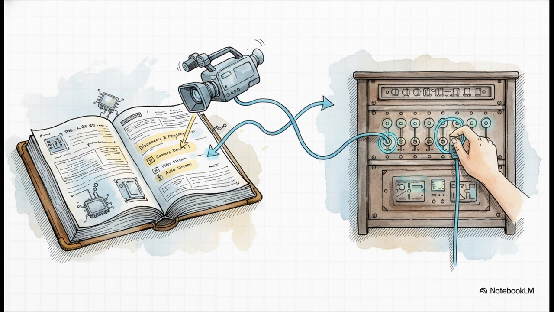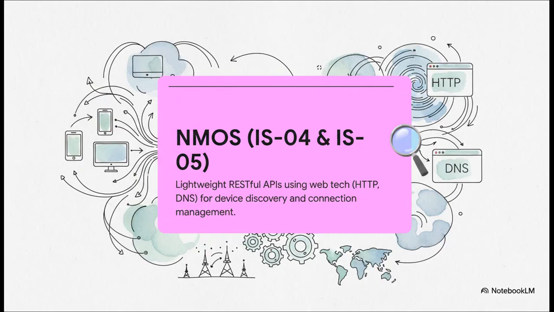That's your switchboard operator. A controller uses it to say, "Okay, camera 1, I need you to send your stream over to switcher input 3 right now." And the philosophy here could not be more different from AES70.